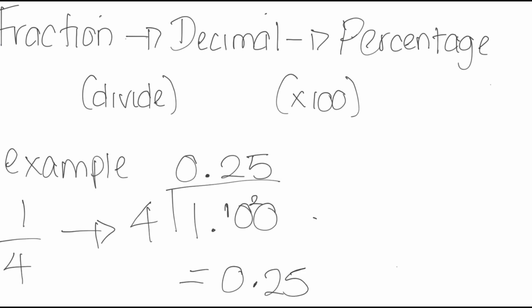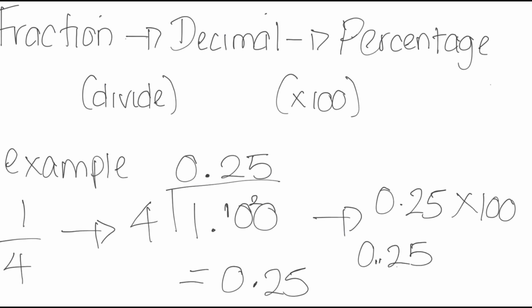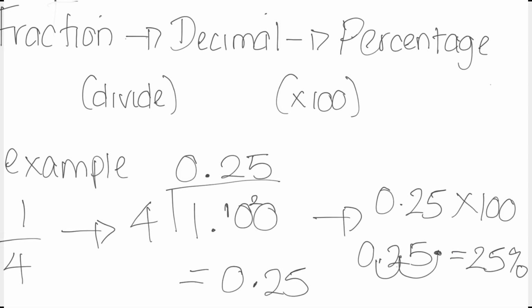And then we will use that to calculate the percentage. So 0.25 times 100 will give us our percentage. I've got a little hint here. You can simply move the decimal point by the number of zeros of the number that you're multiplying. 2 spaces to the right, 25%.